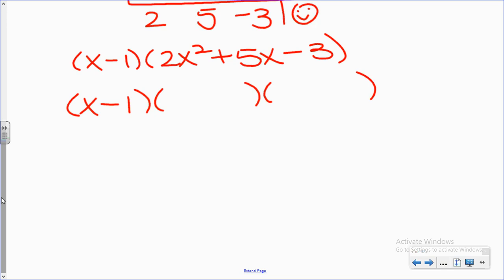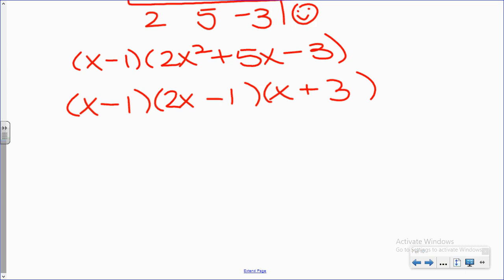Okay? To get 2x squared, I know I need a 2x and an x. To get minus 3, I need a 1 and a 3. Any advice on where to put those? Chris, what do you think? Minus 1 plus 3. So then we get 6x and minus x.